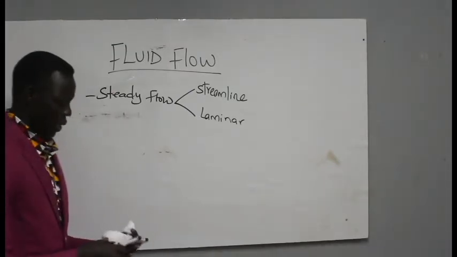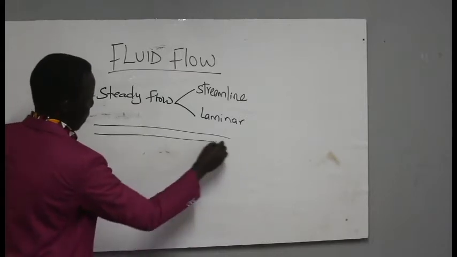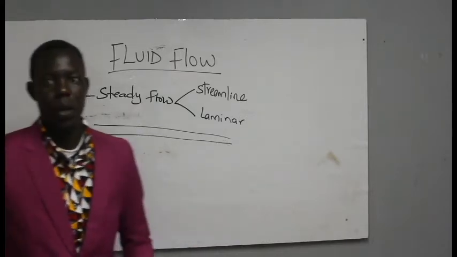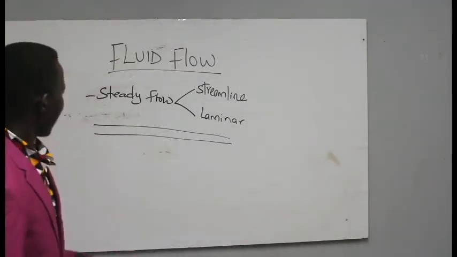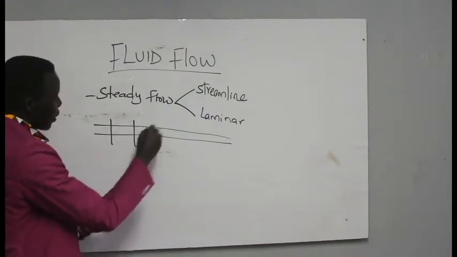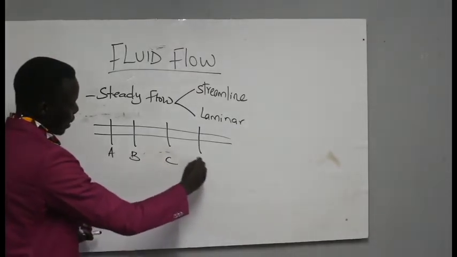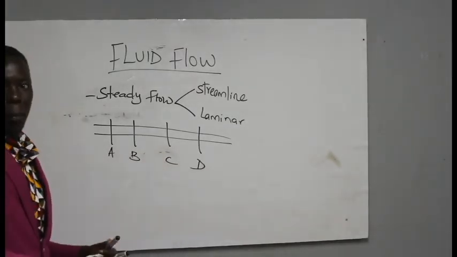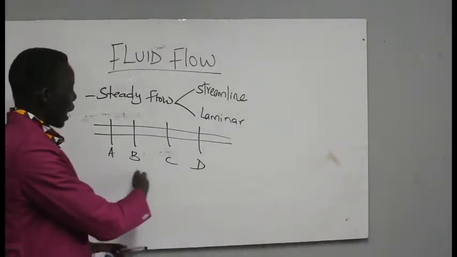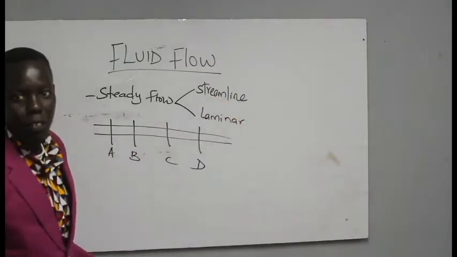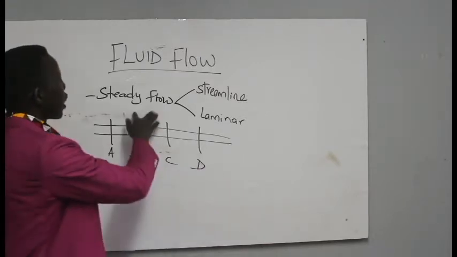streamline and laminar. You see, if that is the tube of flow where the flowing particles move along, then at any given point A, B, C, and D, the particles are moving in the same direction, the same speed, at point A, at point B, at point C and D and so forth, they have the same velocity, the same speed, then we will say it is a steady flow.